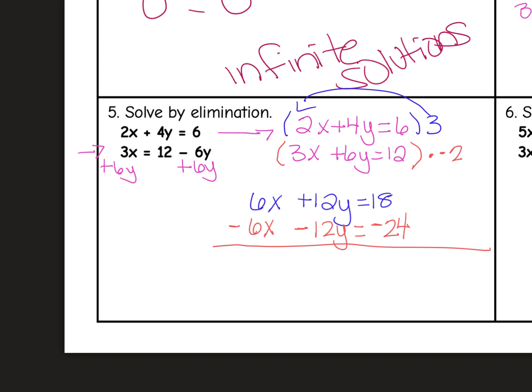And now let's see, 6x minus 6x is left with 0. 12y minus 12y is left with 0. And then 18 minus 24 is left with negative 6. So I'm left with the statement of 0 equals negative 6. Since 0 equals negative 6 is a false statement, okay, then this is no solution. So this is a system of equations that does not have a solution. Let's take a look at number 6.